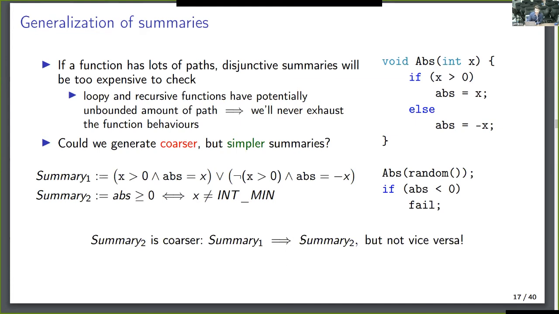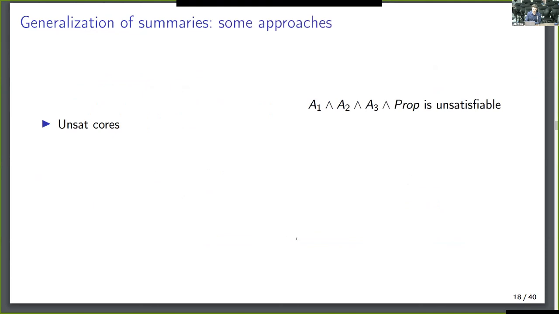So this summary 2 is coarser than summary 1. What does coarser mean? It over-approximates. It is implied by summary 1. An implication in logic is just like the subset in set theory. So we say that the set of states described by summary 1 is a subset of states described by summary 2. So summary 2 is a bit coarser, but it is a simpler summary of this function. And we have some techniques for generalizing such summaries.